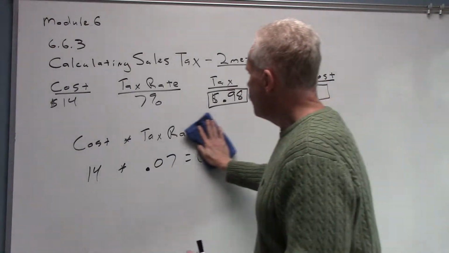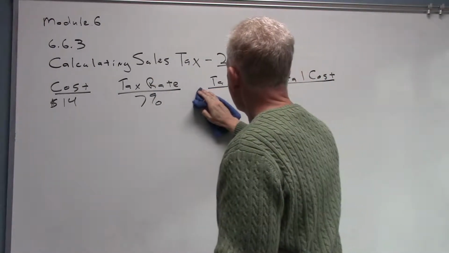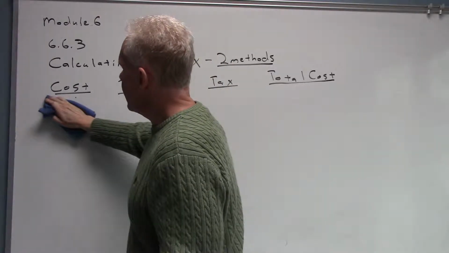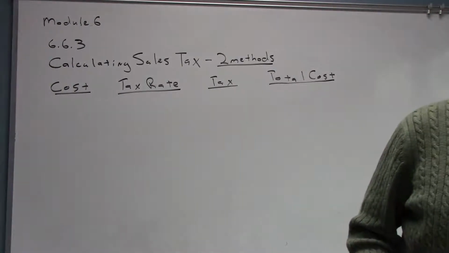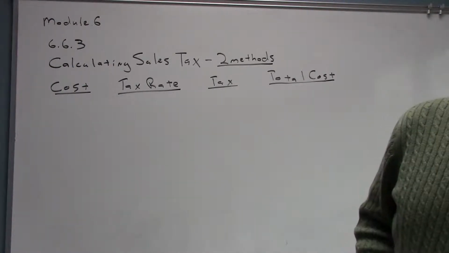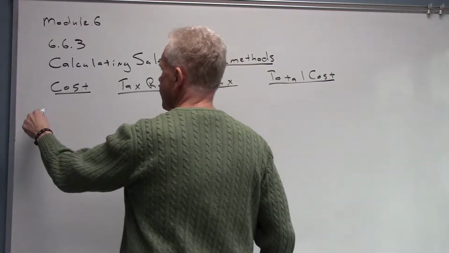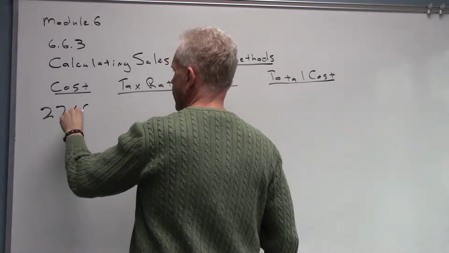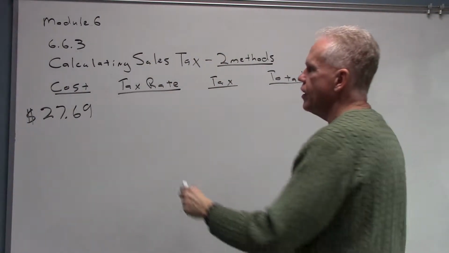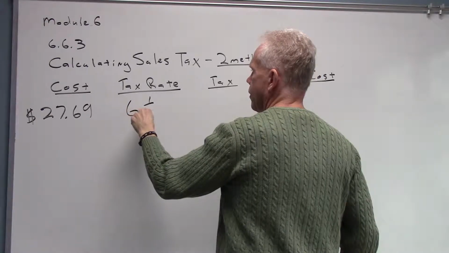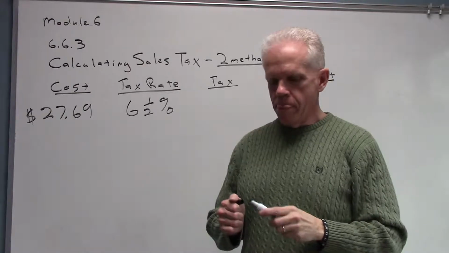Now, let's do another problem, and I want to show you the second method. Actually, the second method is my preferred method. This time we're going to buy something that costs $27.69, and let's have a tax rate of 6.5%. It's a little bit more difficult problem just in general, isn't it?